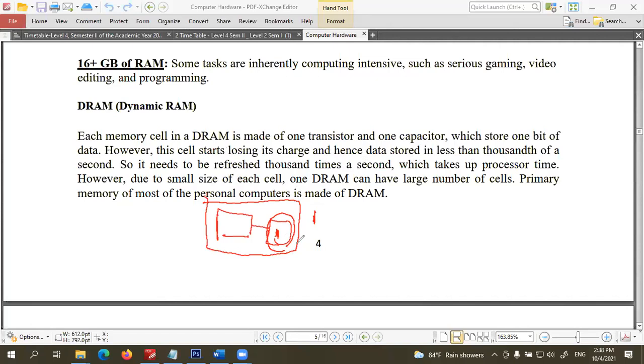The data stays for less than a thousandth of a second. Therefore, this is very important. These DRAMs, dynamic RAMs, need to be refreshed always. This needs to be refreshed, again, to renew the charge. That is how it can store data.